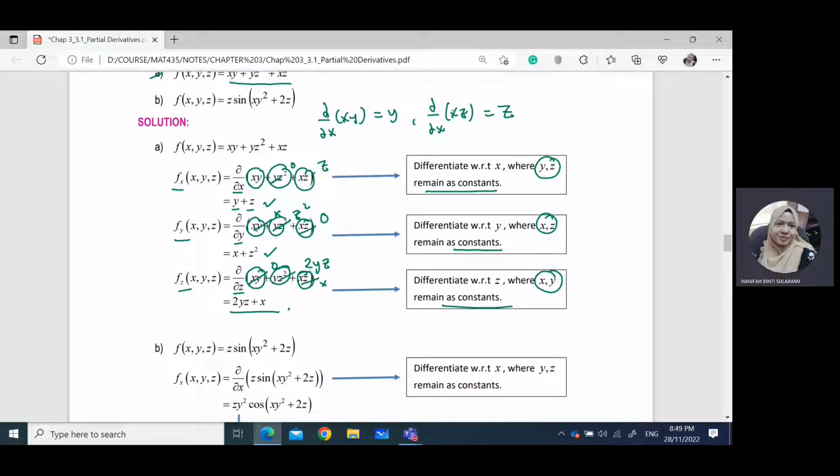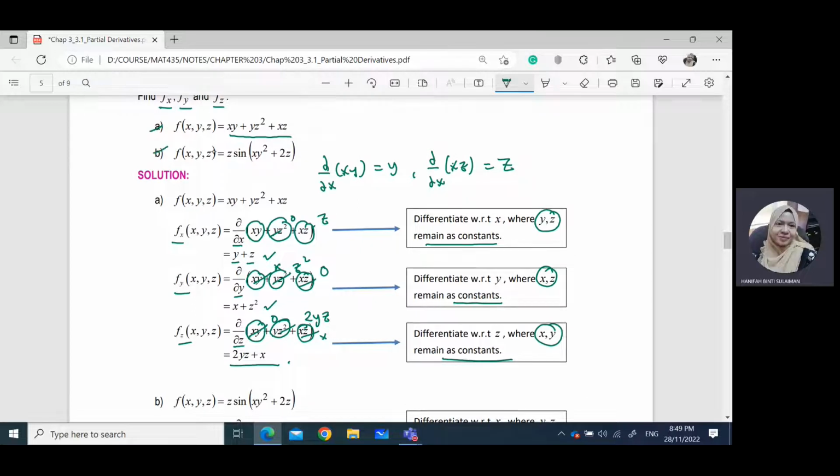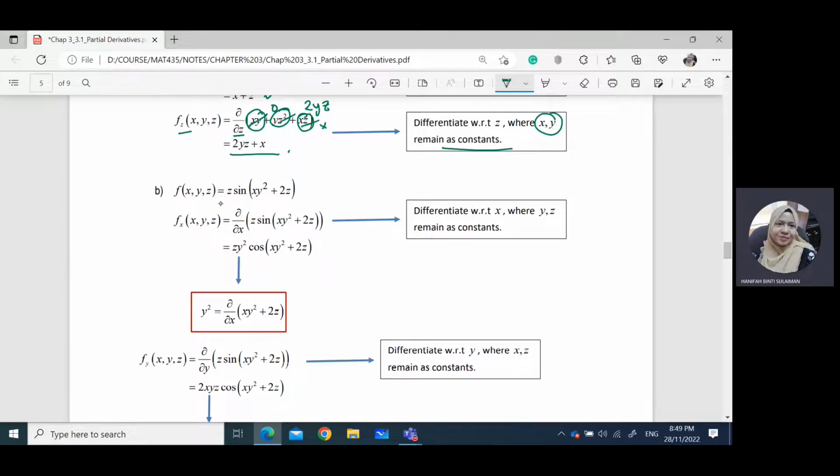Alright, so for B, we have this function, z sine of xy squared plus 2z. Okay, so for the first one, we need to differentiate with respect to x on z sine of xy squared plus 2z. So xy squared plus 2z, angle for sine. Okay, angle for sine. Alright, so next we differentiate with respect to x on this one.